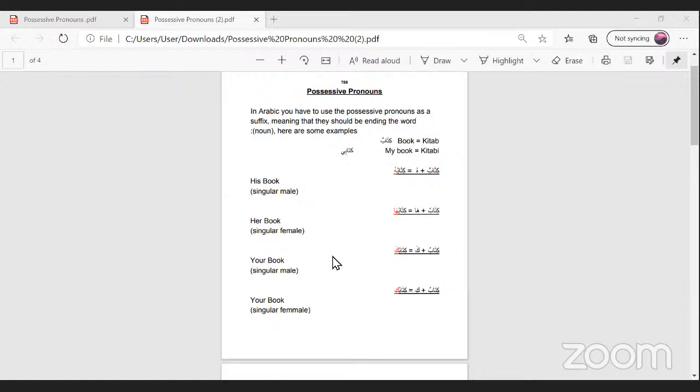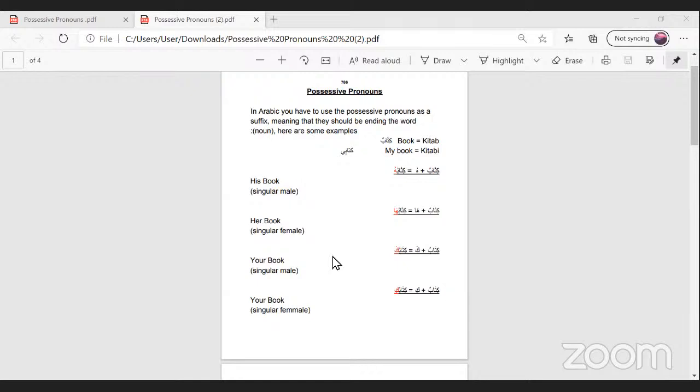Correct. Kitab, meaning book. Kitabi, meaning my book. So what happens is that you have the word kitab and then you add a ya. This ya is called ya mutakallim, which means my book, kitabi, my book.